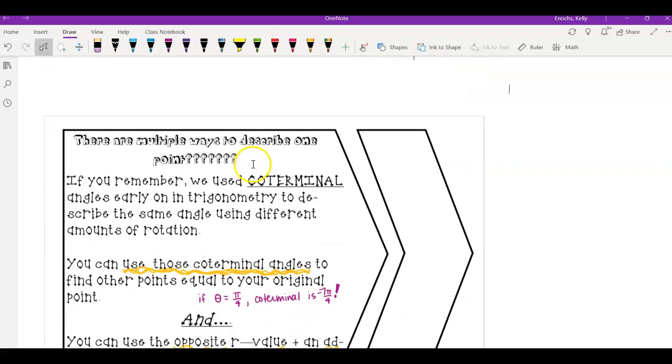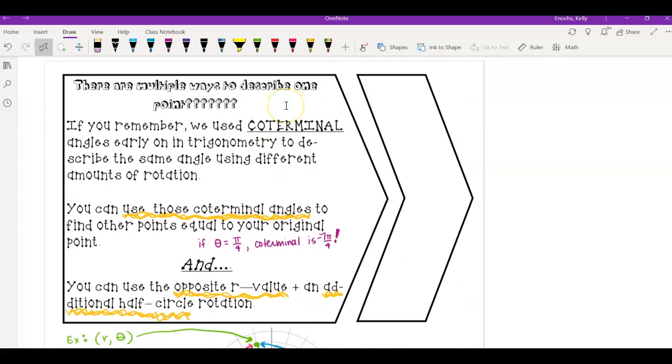Now, one of the other things we're going to talk about when we talk about our polar coordinate system is not only being able to graph those points, but also describe all of the other points that would be equivalent to that. And when we did that early in trig, we talked about coterminal angles, and coterminal angles were the same angle but a different amount of rotation. So instead of going clockwise, maybe we went counterclockwise, maybe we went clockwise plus some, or counterclockwise plus some, etc.